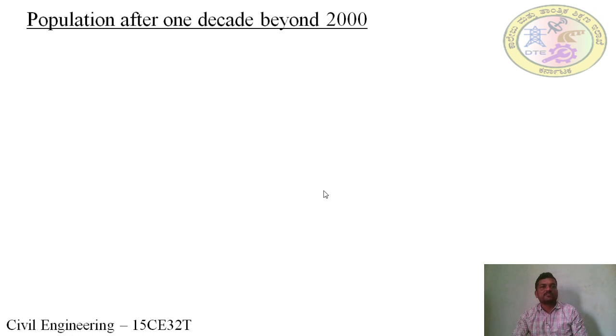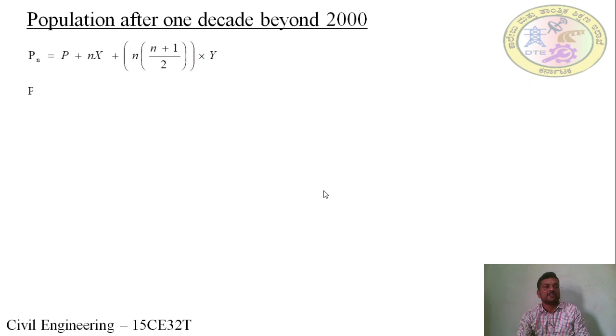After finding the average values, we need to find the population for the required year. Here we need to find the population after one decade beyond 2000, which means the population for the year 2010. The expression for the incremental increase method is Pn is equal to P plus Nx plus N into N plus 1 divided by 2 into Y, where P is the population of the known decade, X is the average increase in population, Y is the average incremental increase in population, and N is the number of decades.